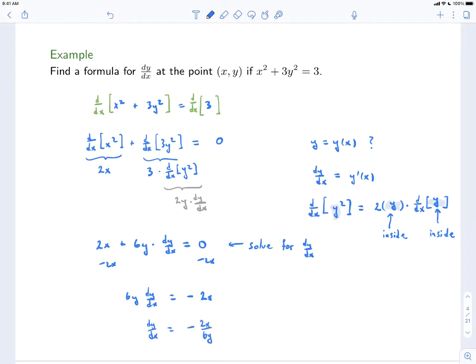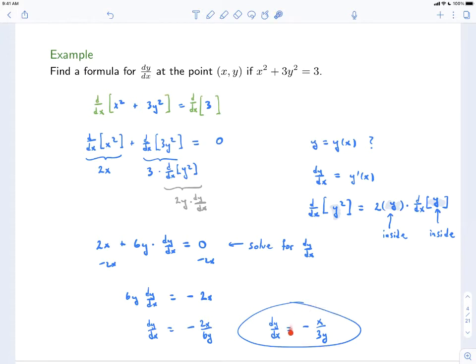And of course, you can simplify that by reducing the fraction, and that will give you that dy dx is equal to the opposite of x over 3y. And this is the derivative of y with respect to x at any given point x comma y.